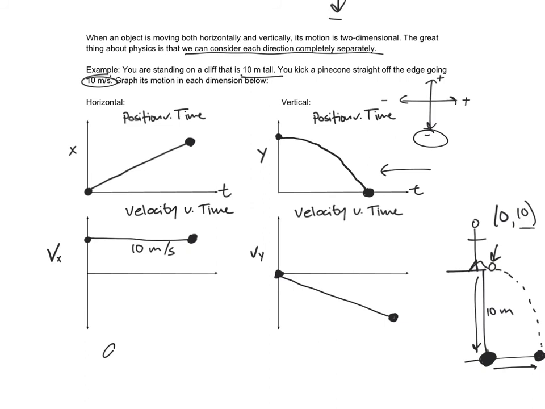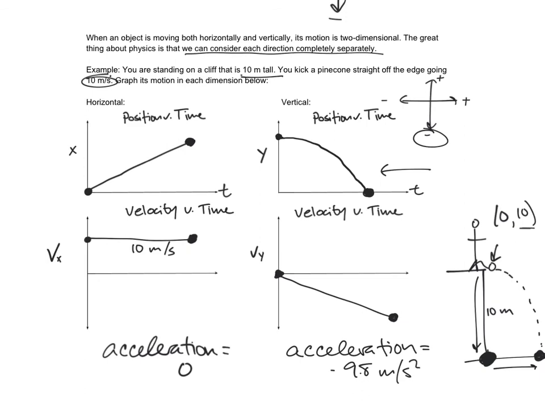So our acceleration in the x direction was 0 because the slope of our velocity graph is 0 and it's not speeding up or slowing down. But in the vertical direction, we are accelerating. Our acceleration is equal to gravity, 9.8 meters per second squared. And it's a negative this time because gravity is going down, and we chose down as negative. So that is projectile motion in a graphical nutshell.